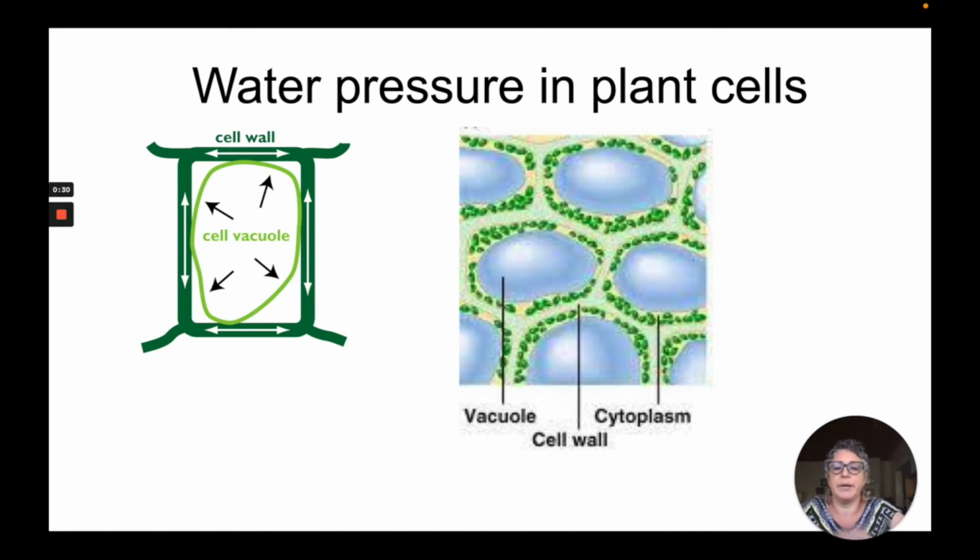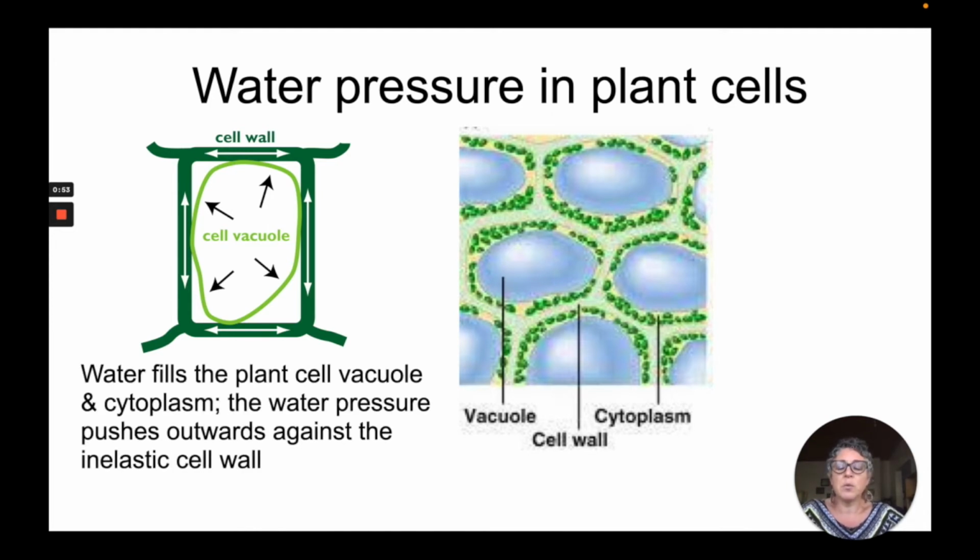So we know that water enters plant cells. It enters through the cell wall. The cell wall is fully permeable, so anything can move in and out of the cell wall. Through the cell membrane, which is semi-permeable, water is allowed in. It can stay in the cytoplasm or move into the cell vacuole, which takes up a predominant amount of space within the cell structure itself.